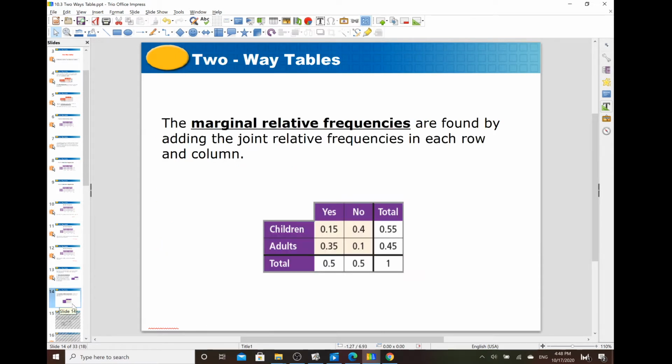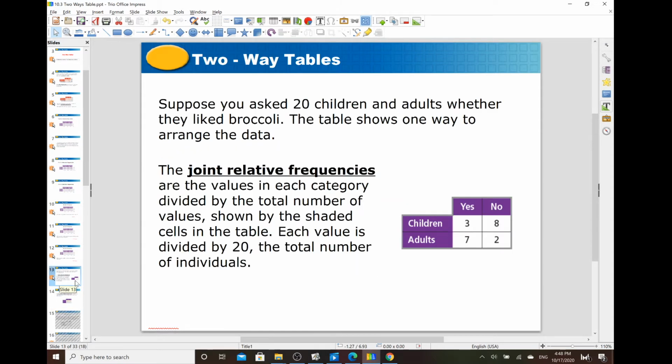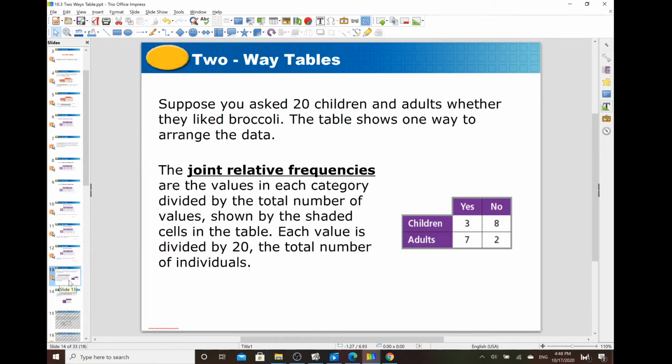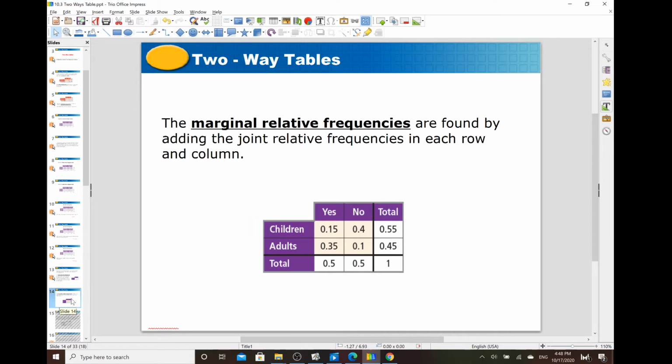So here's what you got: 0.15, 0.4, 0.35, 0.1. Once you divide, 11 over 20 would be 0.55. And then for the rest of this, just convert that to a percentage or decimal.